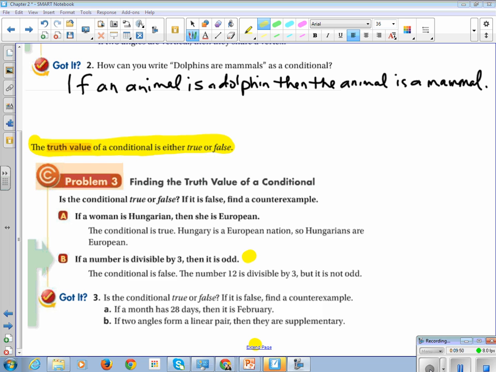So what can we say? Adam, what do you think? Oh, I have a question. For the sake of argument, we're going to ignore leap year, and we're going to say that this is true. So the conditional statement is true. All the other months have more than 28 days.